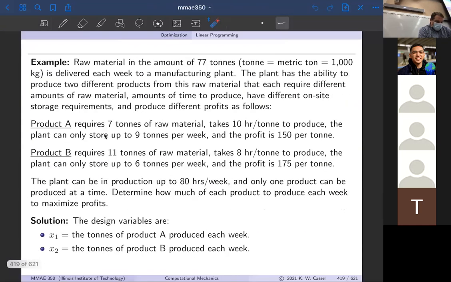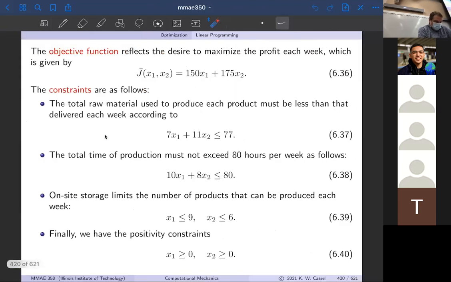Finally, we have the limit of 9 tons or 6 tons per week that we can store on site. So x1 has to be less than or equal to 9, and x2 has to be less than or equal to 6. All right. And then again, finally, the positivity constraints, x1 and x2 both have to be positive.